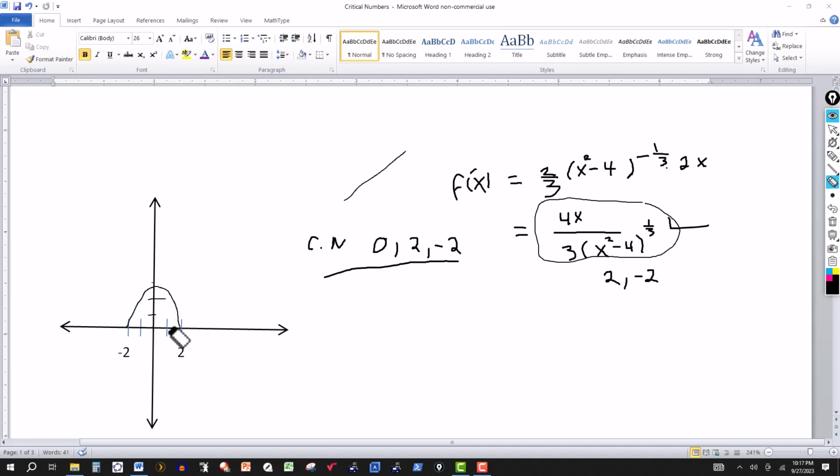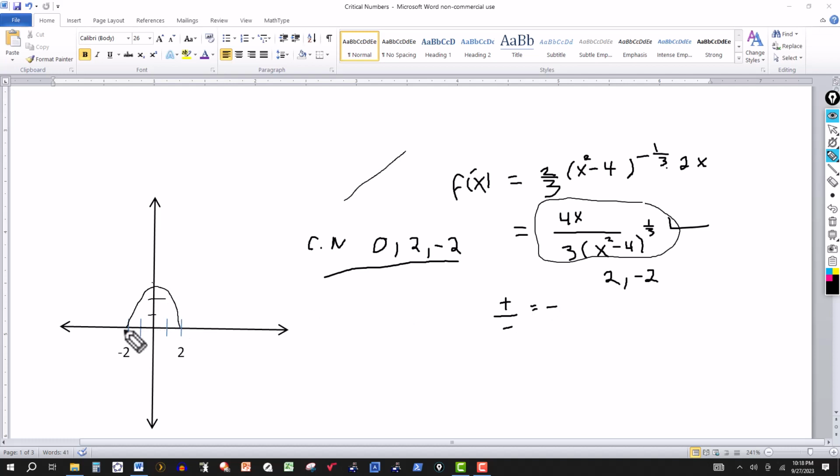Between 0 and 2, you see it as decreasing. Let's see if this checks out. So now I'm going to pick a 1, between 0 and 2. Put a 1 here in the numerator. That'll give me a positive. And put a 1 down here in the denominator. This will be 1 squared is 1, minus 4 is negative, to the 1/3 power is still going to be negative. So I get a positive over a negative. That's a negative. So in the interval from 0 to 2, it's decreasing.